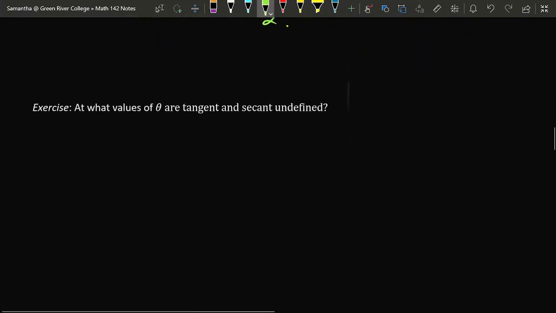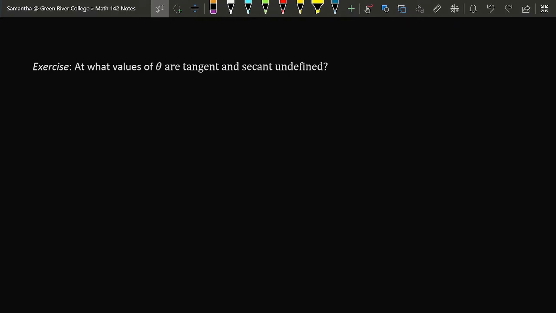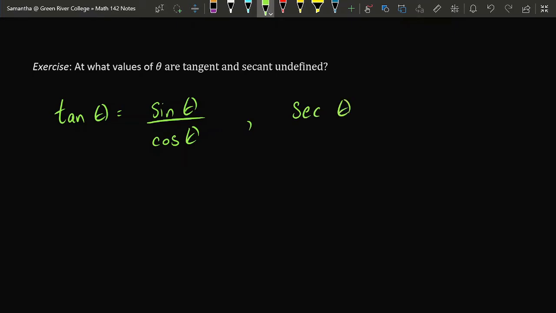Let's get some more practice with these formulas. At what values of theta are tangent and secant undefined? So let's examine this formula for tangent, sine theta divided by cos theta, and this formula for secant, secant theta equals 1 divided by cos theta. Now, just as an aside, notice I'm using that alternative function notation for trig functions where you don't necessarily have to put parentheses around the input.